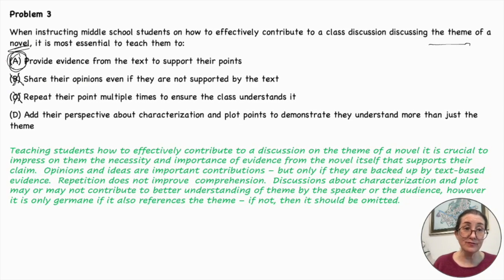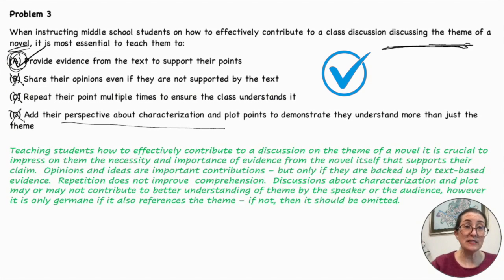Add their perspective, their opinion about characterization and plot points to demonstrate that they understand more than just the theme. Unnecessary, maybe helpful, maybe not. If we're discussing the theme, we should stay on topic. So D is not going to be the best answer here. And A, provide evidence from the text to support their points. That is the correct answer.